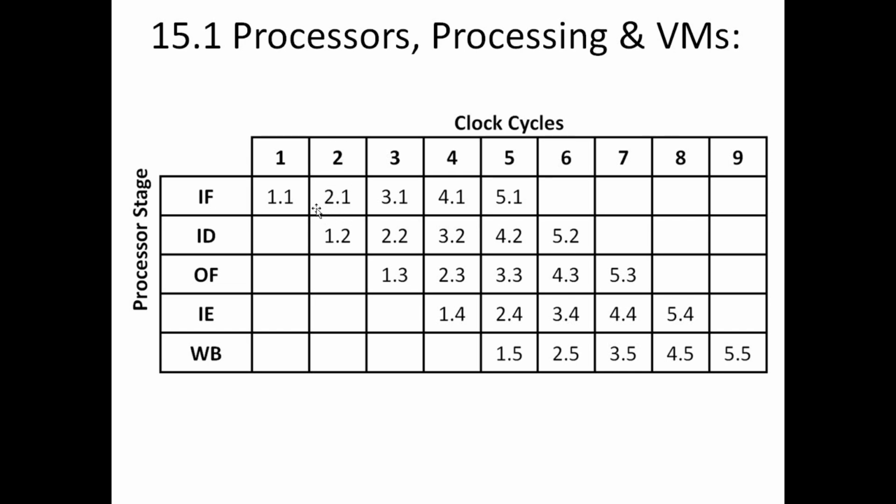Then in the next clock cycle we fetched the second instruction. Also we decoded the first instruction. In the third clock cycle we fetched the third instruction, we decoded the second instruction, and we fetched the operand for the first instruction. Then in the fourth clock cycle we fetched the fourth instruction, we decoded the third instruction, we fetched the operand of the second instruction, and we executed the first instruction.